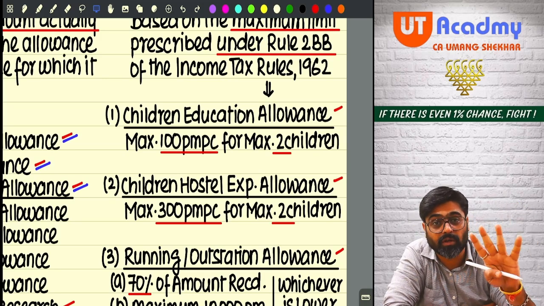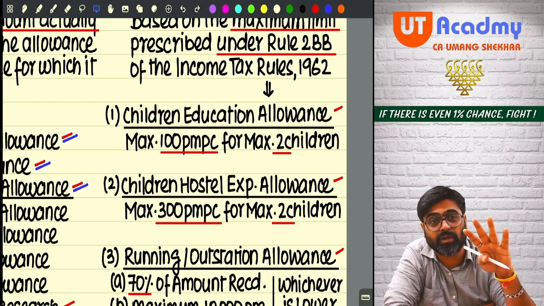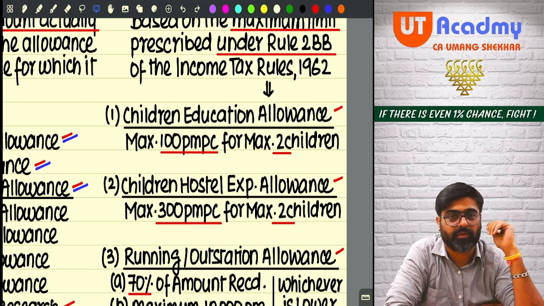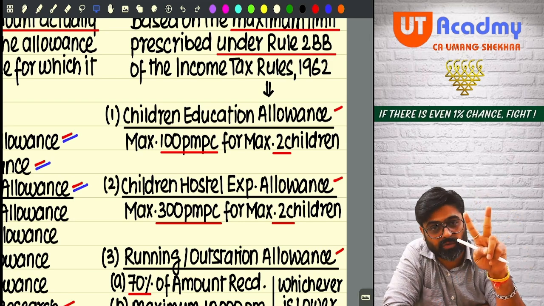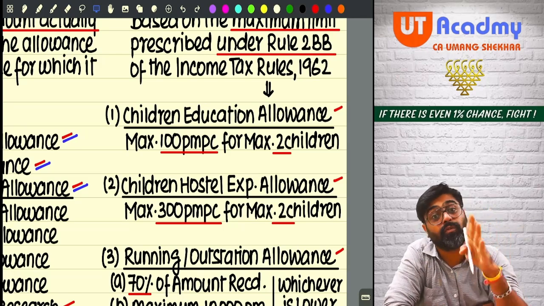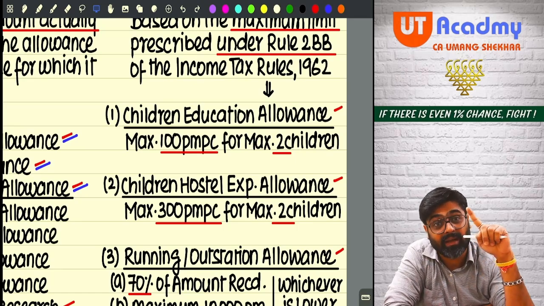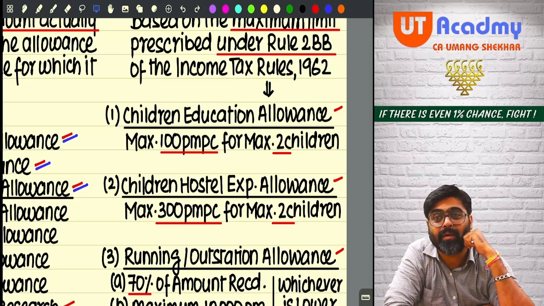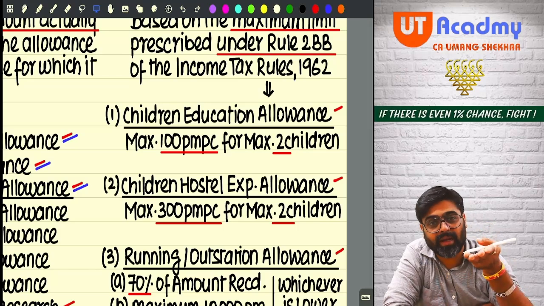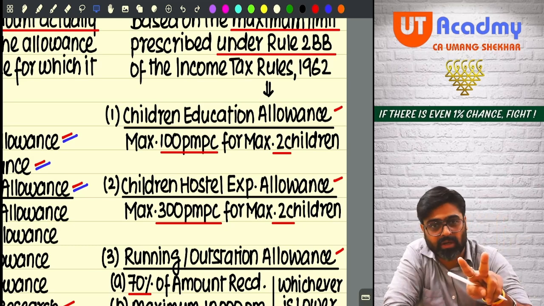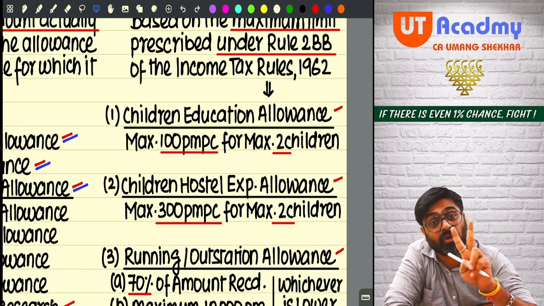What if you have four children? For all the four children, the employer is giving 150, 150, 150, 150. First two children, any two children, 100, 100 exempt, 50, 50 taxable. And for the other two children, the entire 150, 150 is taxable. Getting my point? Allowance you are getting for only one child, claim exemption for one child. Allowance for two children, claim exemption for two children. Allowance for more than two children, claim exemption for only two children.